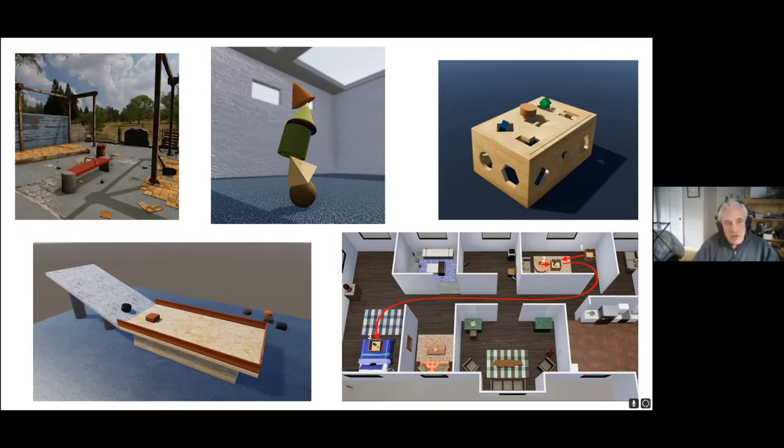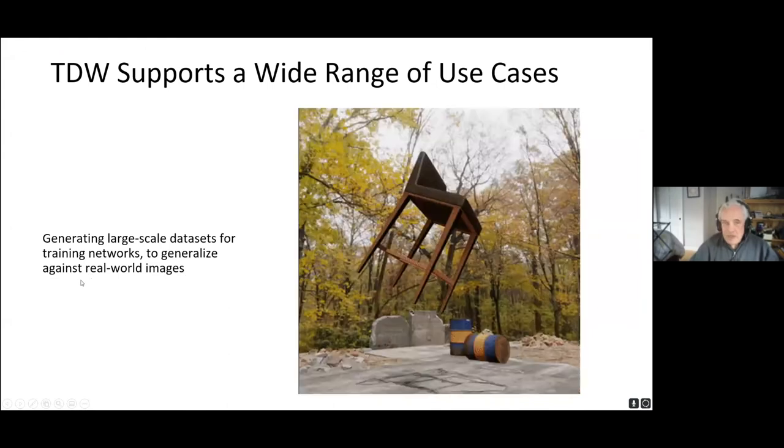TDW can do those too, but we can also generate experimental stimuli of a more custom or specific nature. We can, for example, support use cases dealing with fine-grained image classification and object detection, physical prediction and inference, infant play behavior, or task and motion planning. So let's take a quick look at some examples of some different use cases.